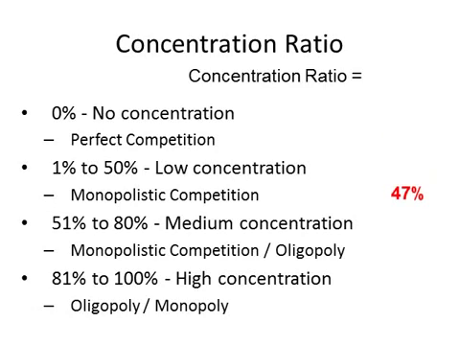The next step is to compare 47% to the next criteria, which is 1% to 50%. In this case, the 47% is indicative of a low level of concentration. This implies that the market has the characteristics of monopolistic competition.